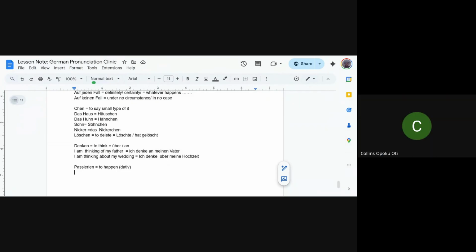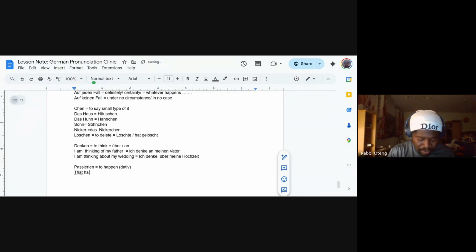Do you get me? Okay, yeah. That happened to me. I said it's a change of state, so the past tense is used with sein. So it's passierte, regular in the past tense. The preterite is passierte, und the present perfect is ist passiert. Okay, so that happened to me will be, who will try?